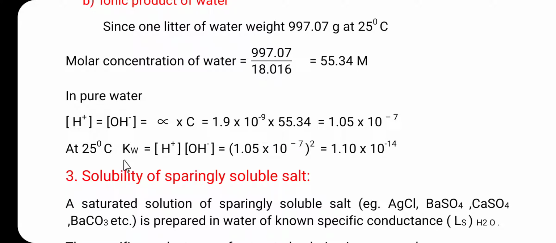So at 25 degrees Celsius, Kw is equal to the concentration of H plus ion into the concentration of OH minus ion. By substituting the value of these two, 1.05 into 10 to minus 7 squared, it is equal to 1.10 into 10 to minus 14. So here the ionic product of the water has a value of 1.10 into 10 raised to minus 14.